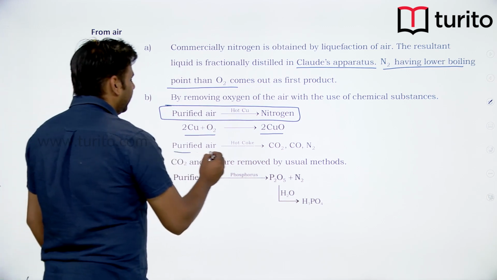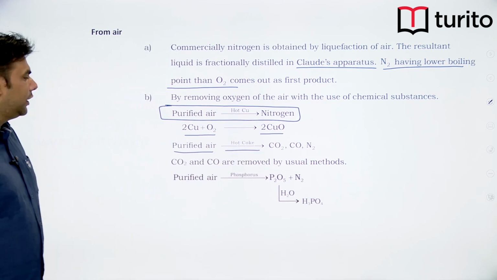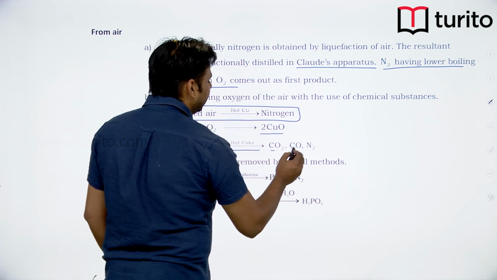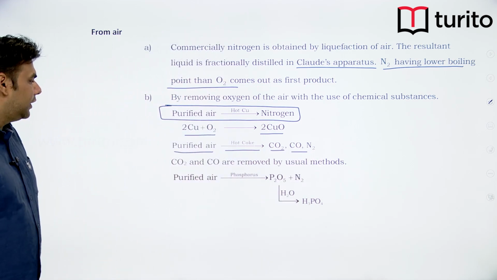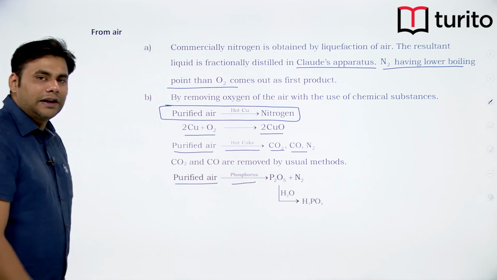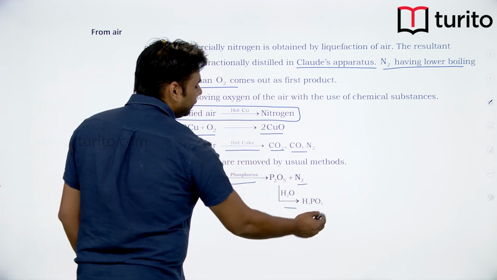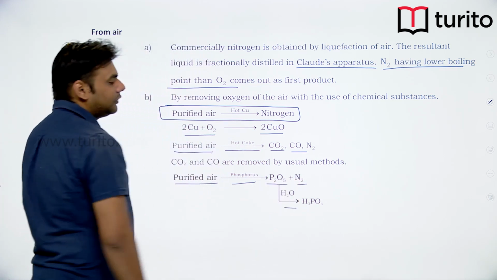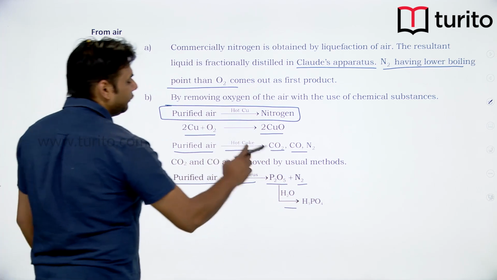Similarly, we can react purified air with hot coke. If any oxygen content is present, it will get converted into CO2 and CO, and N2 will be left. Similarly, if you react the purified air with phosphorus, phosphorus will again combine with oxygen, form P2O5, and nitrogen will be left. P2O5 is also volatile, so it will also come along with N2. So we will react the mixture with water.